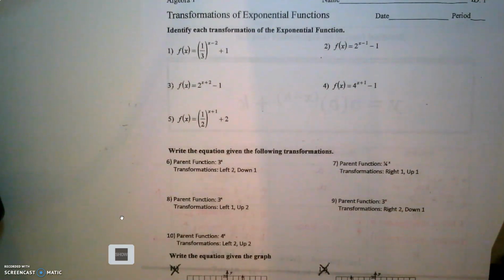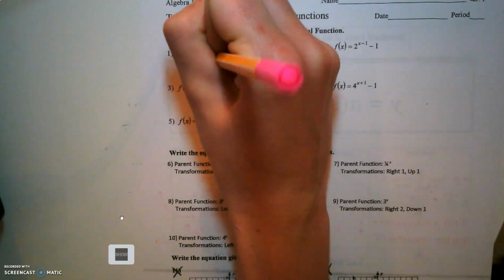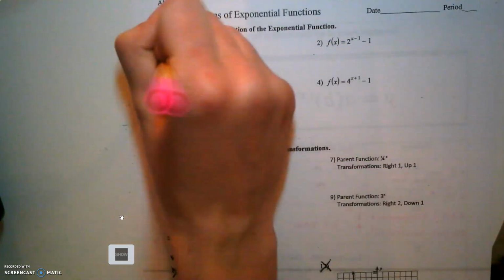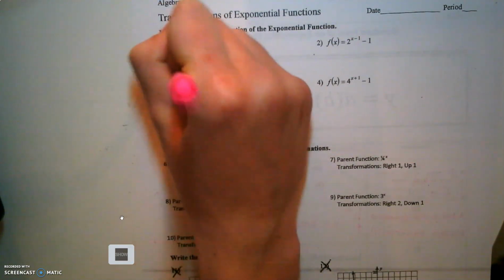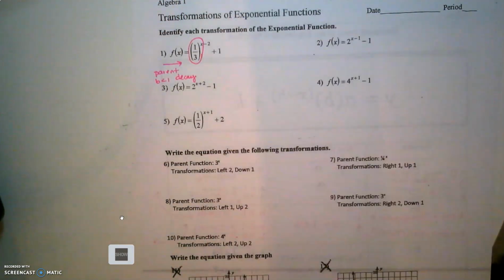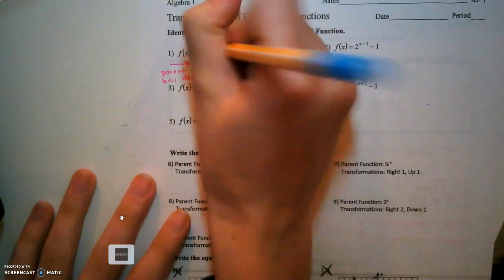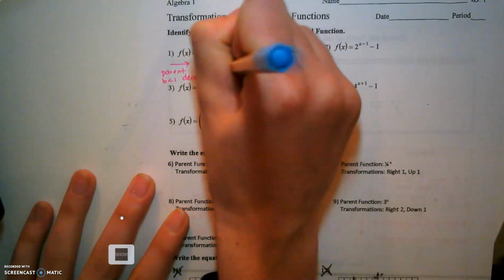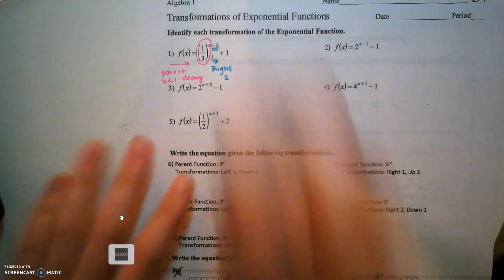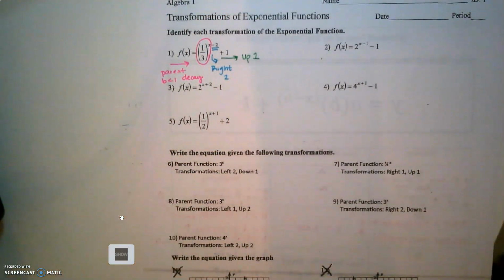So let's look at number 1 here. We have a parent function of 1/3 to the x. So that's my parent. And that base is less than 1, so it's a decay. Remember, that's not a transformation. It's just a very important characteristic. Here we have a minus 2, so that's to the right 2. And then here we have plus 1, so that's up 1. That's just identifying the transformations.